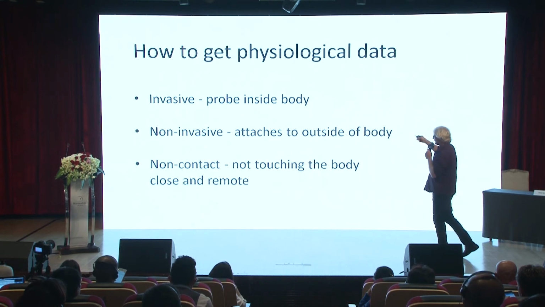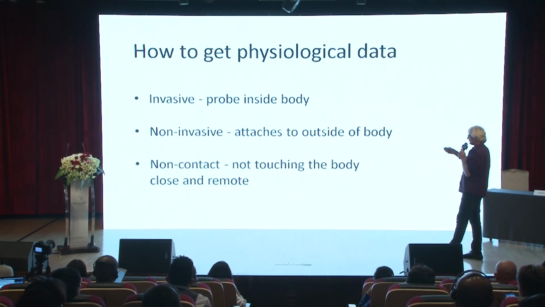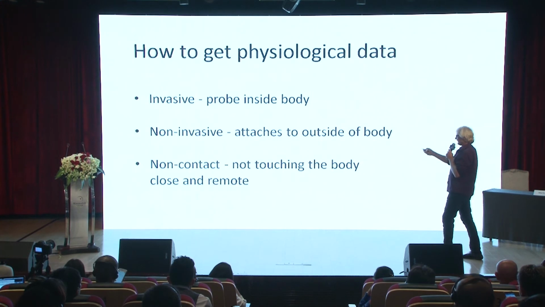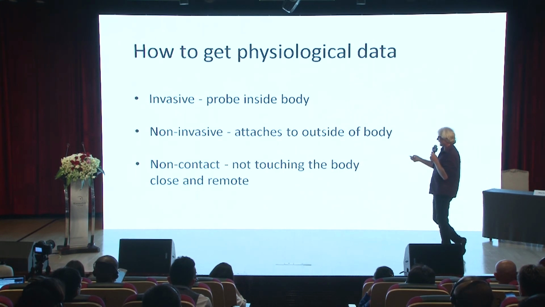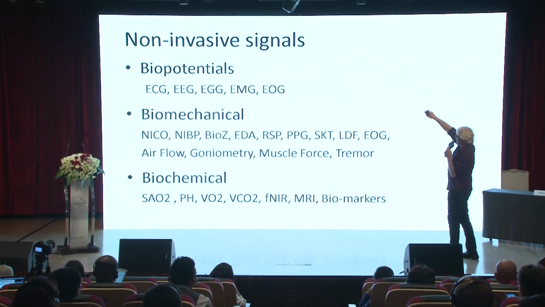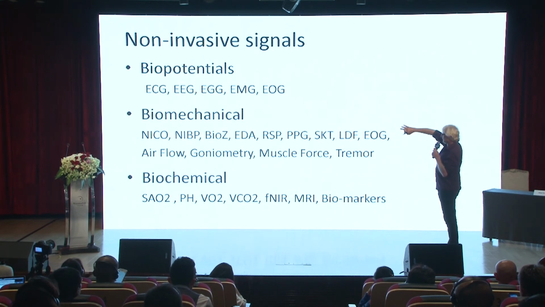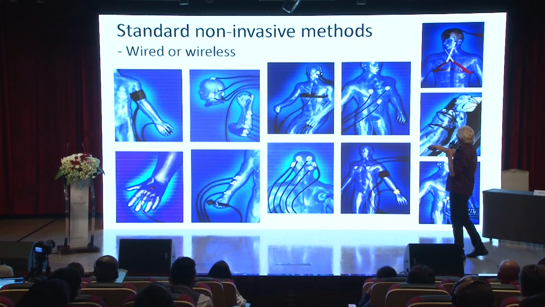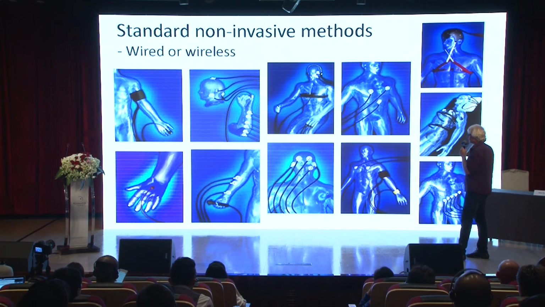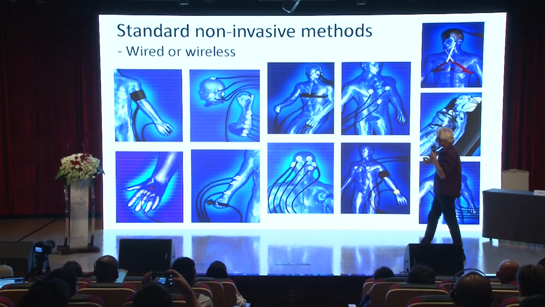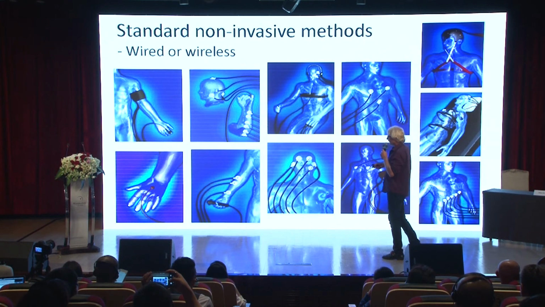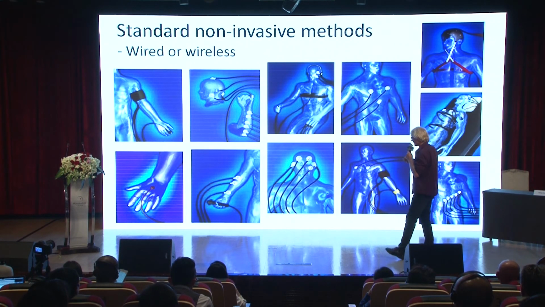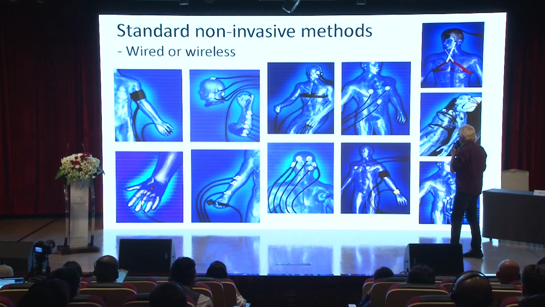So how to get physiological data? You can have probes inside of the body, probes outside of the body, and probes that don't touch the body at all. These are the kinds of signals you can acquire non-invasively: biopotentials, biomechanical signals, and biochemical signals. This is how standard non-invasive measurements are performed, and whether they're wired or wireless, they often involve wires on some level, in terms of attaching electrodes and whatnot. There are some conveniences in terms of getting things closer, but this is how it works.